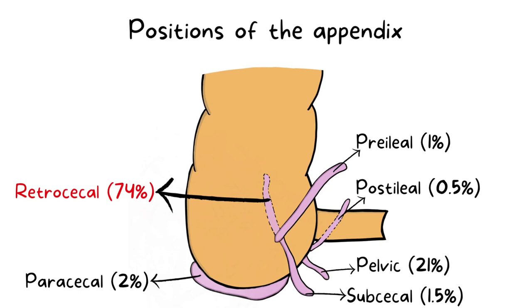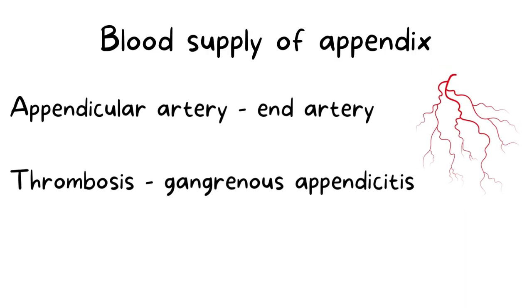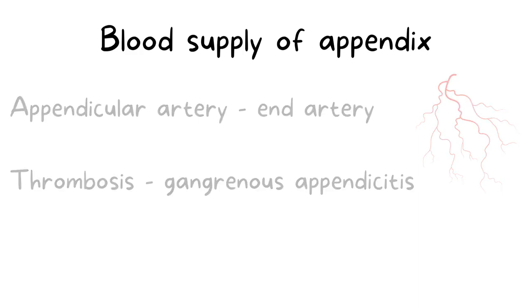These are relatively uncommon. Appendix is supplied by an end artery called appendicular artery, which traverses through the mesoappendix and supplies the appendix. So if this artery gets thrombosed, appendix loses its blood supply and develops gangrene, which is called gangrenous appendicitis, which is a quite serious condition.